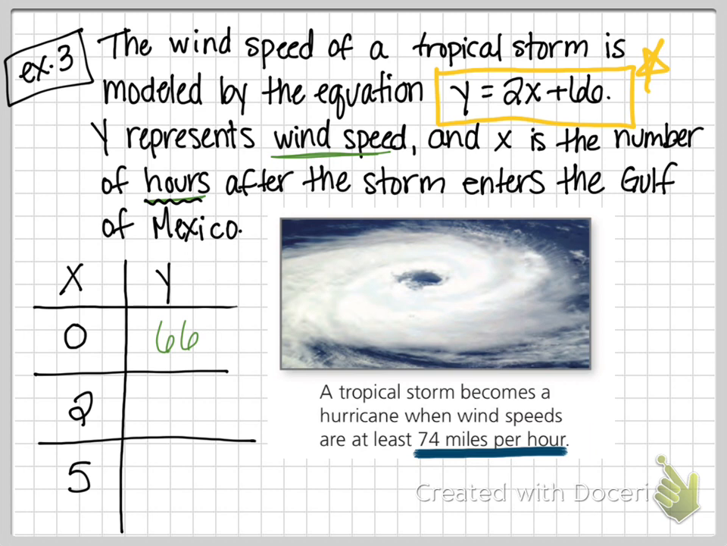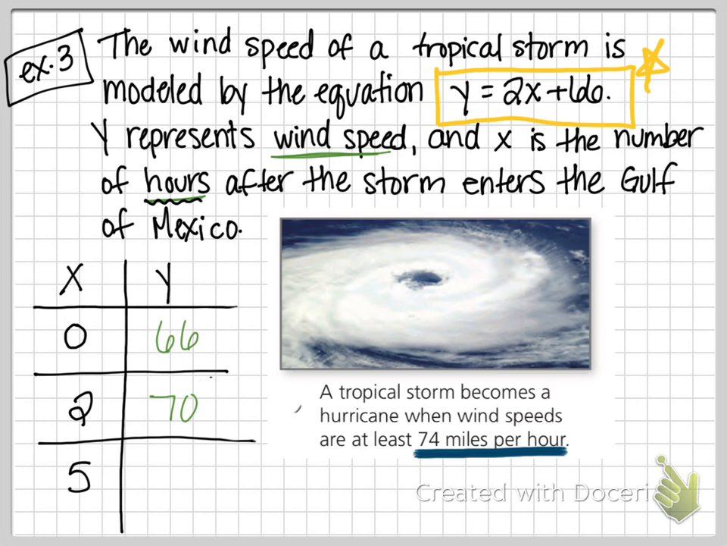Next, let's see after 2 hours what happens. So y equals 2 times 2 plus 66. So 4 plus 66, which is 70. So now y equals 70 miles per hour. Is it a hurricane yet? No. So still after 2 hours, it has not gained enough wind speed to be classified as a hurricane.